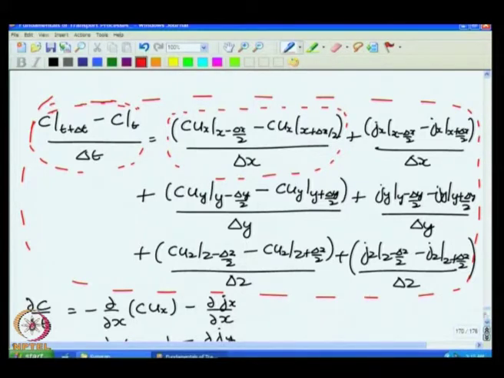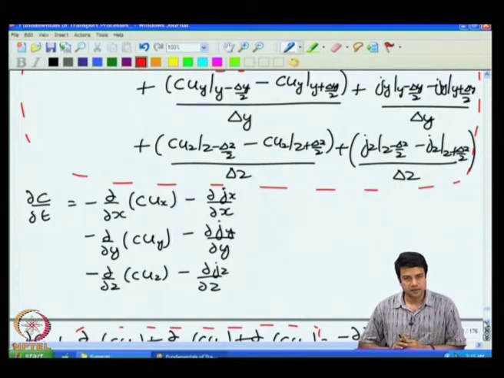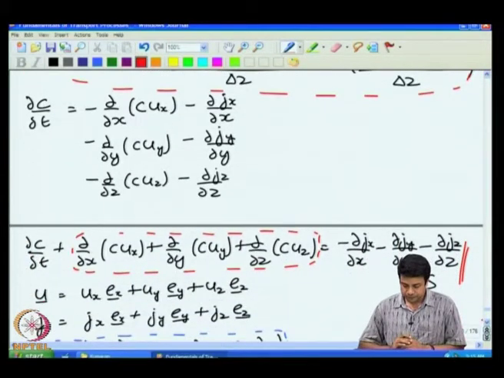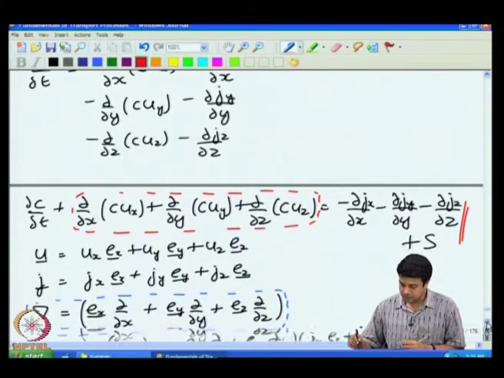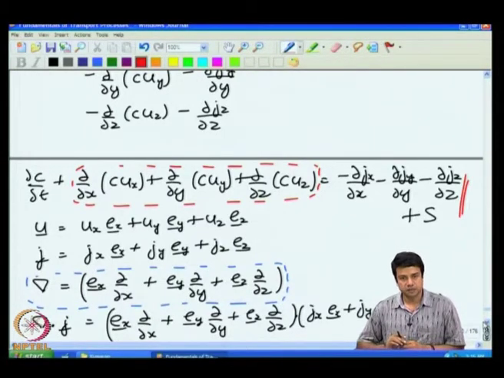And when you take the limit of delta x, delta y, delta z going to 0, you get a partial differential equation. I have written out that partial differential equation for you here. The partial derivative with respect to x implies that y, z and t are constant. Partial derivative with respect to y implies that x, z and t are constant, and the partial derivative with respect to z implies that x, y and t are constant. The partial time derivative implies that x, y and z are constant, the same location. So, this is a partial differential equation.